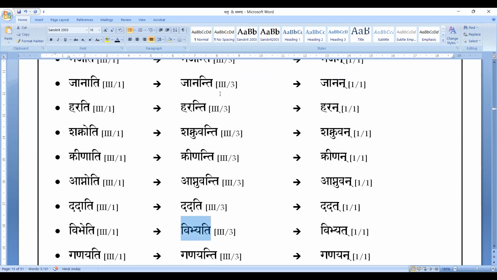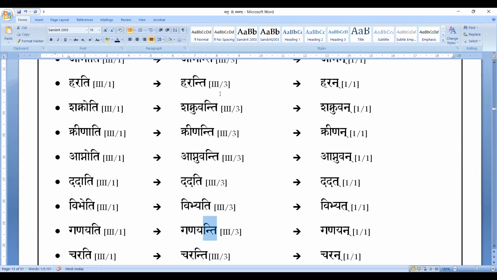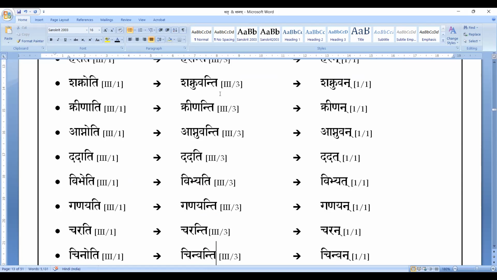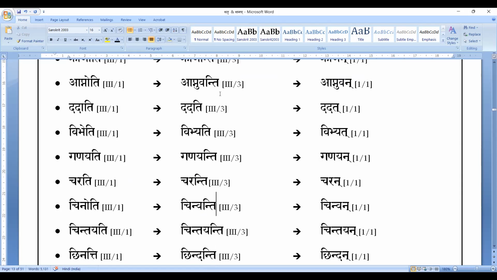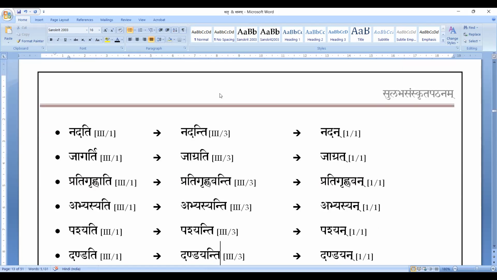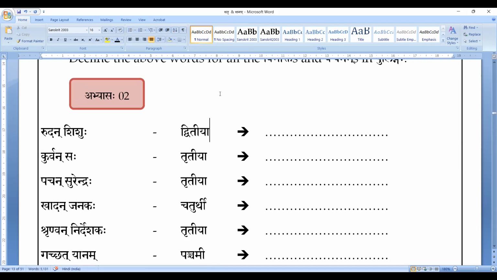Dibhyati, again this is second, third conjugation. E remove it: dibhyat. Ganayanti, tenth gana. You better remove e. You will have ganayant. Then that is conjunct, takara, you can remove it. Then ganayan. So that is better. Don't remove t, you just remove e. You get the shatranta. So many dhatus are there.